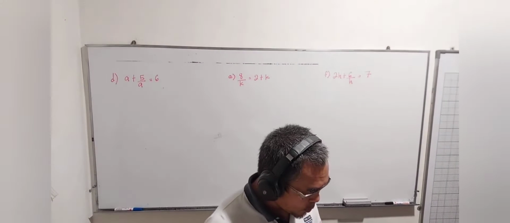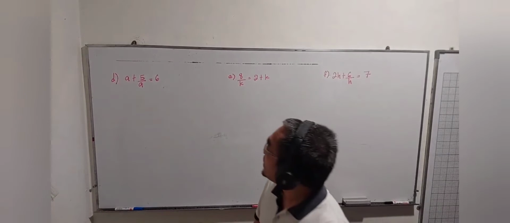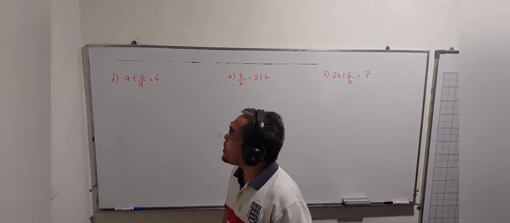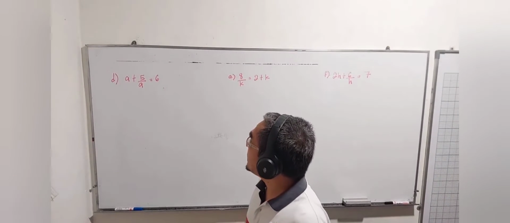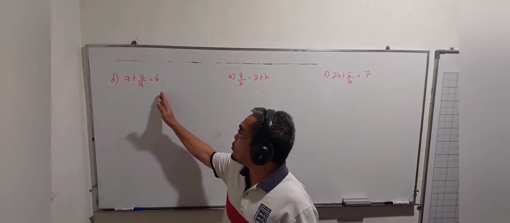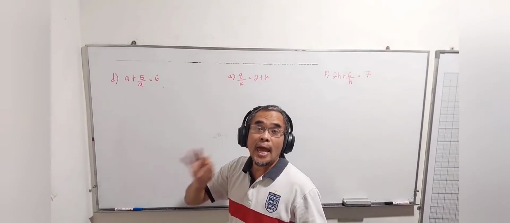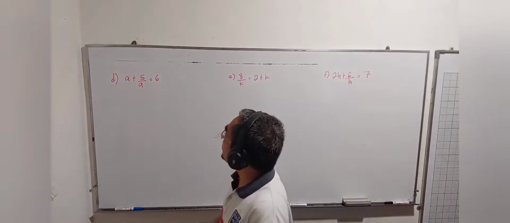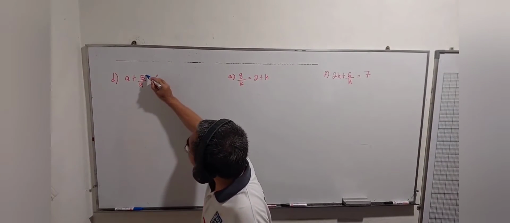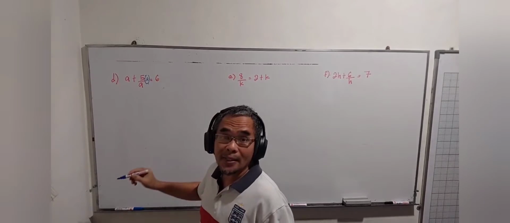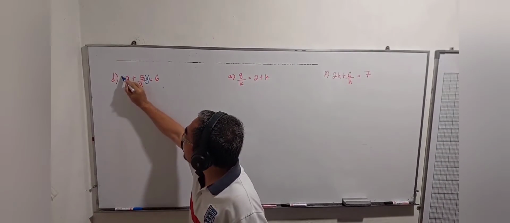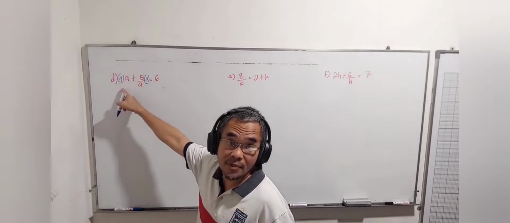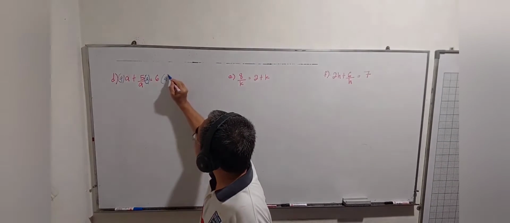Okay, let's continue with question D. A plus 5 over A equals 6. So first, in case that you are seeing a fraction, eliminate the fraction. It will make it easier for you. So in order to eliminate the fraction, you have to multiply here with A, but then every term you multiply with A, including on this side. Okay, so multiply by A.